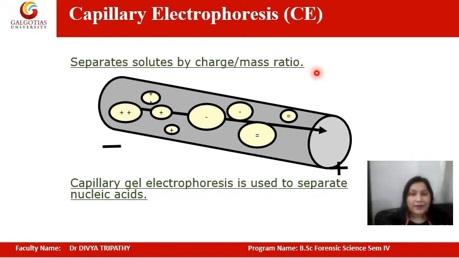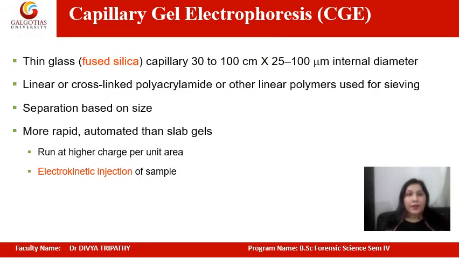Capillary gel electrophoresis is used to separate nucleic acid and protein molecules. A thin glass or fused silica capillary is used, with dimensions of 30 to 100 cm by 25 to 100 micrometer internal diameter. Linear or cross-linked polyacrylamide or other linear polymers are used for sieving. Separation is based on size.